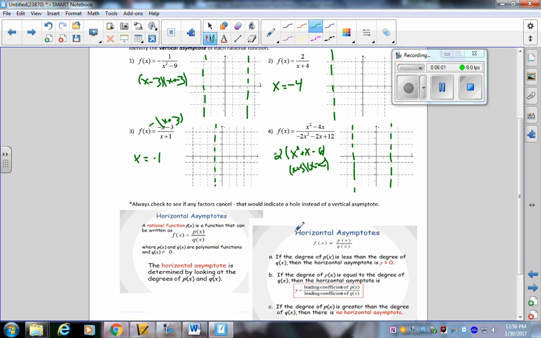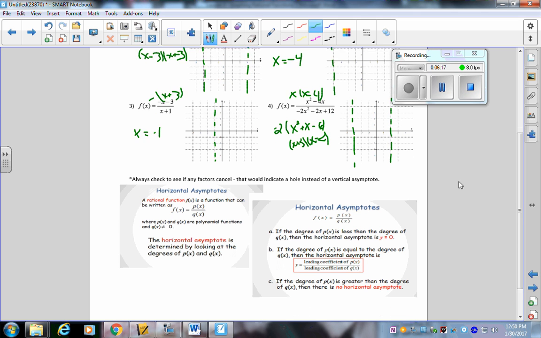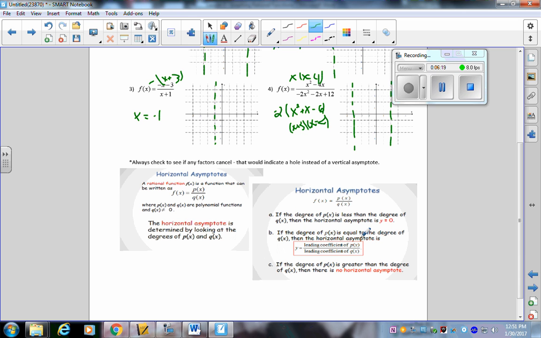And there's a reminder, always check to see if any factors cancel, that would indicate a hole instead of a vertical asymptote. Now, none of these examples had it. If I were to factor this numerator out, I could pull out an x, which would leave me with x minus 4. Okay, so there's no common factors. We'll look shortly at what it means when you do have common factors, and what that's going to mean with a hole.